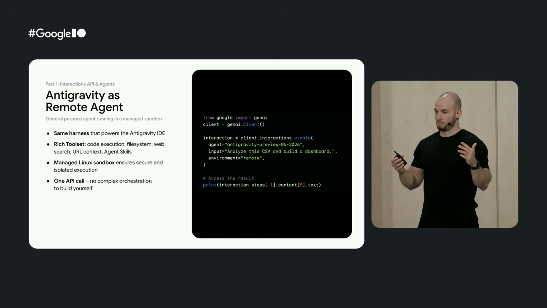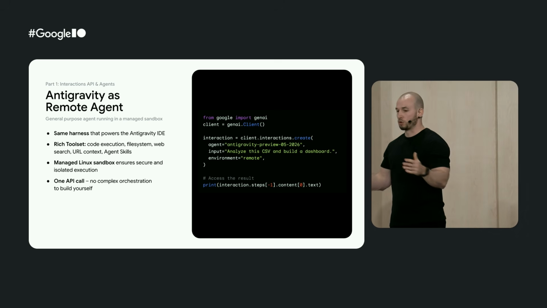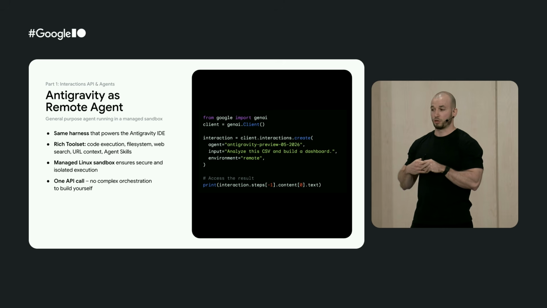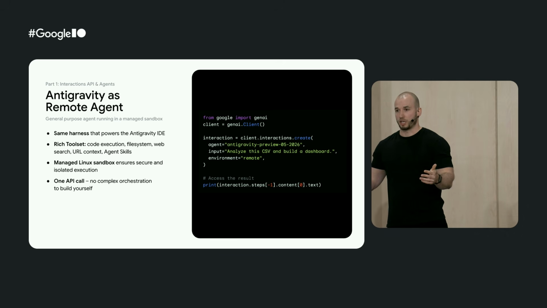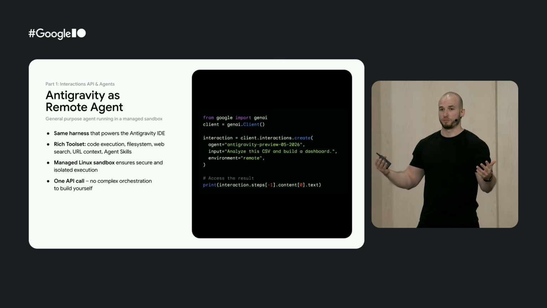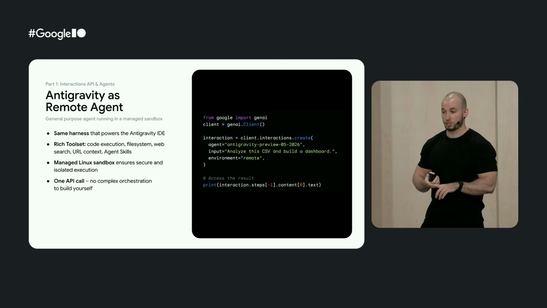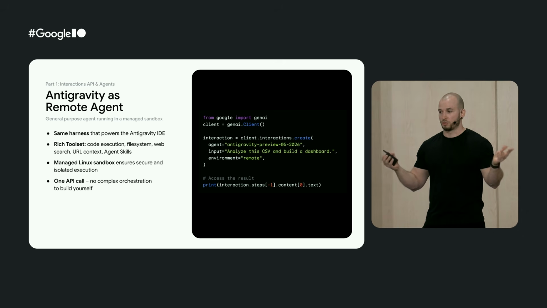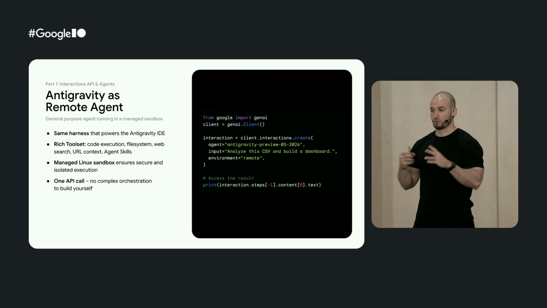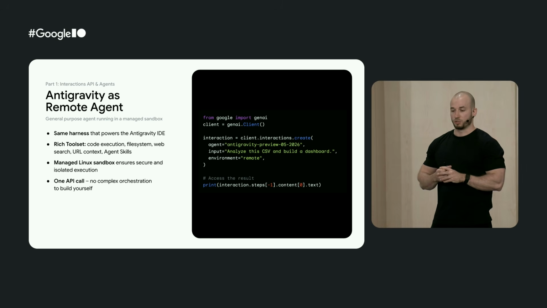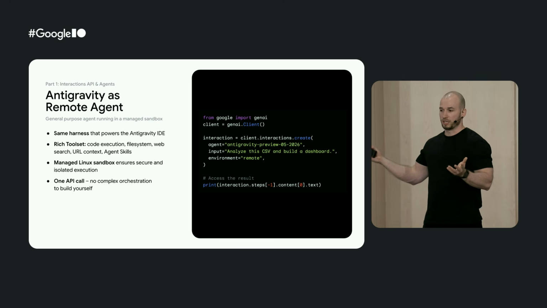Okay. So let's talk about Anti-Gravity as a remote agent. Together with the managed agents in Gemini API, we launched a new hosted agent. When we launched the Interactions API in December, we launched our first managed agent, which was Deep Research. And yesterday we launched our second managed agent with Anti-Gravity preview. That's available for all of you. If you are curious after the session to try it out, you can go to AI Studio. You can try it directly in the UI, or via the API.